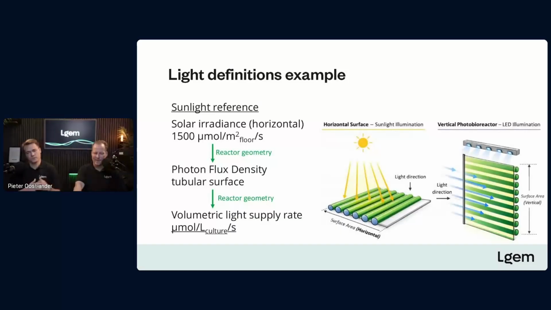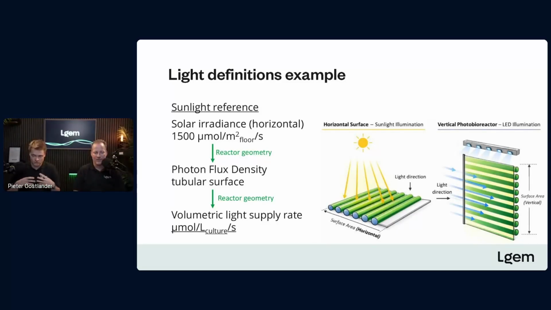So here's an example. Let's assume, for example, we have 1500 micromoles per square meter per second of sun irradiance that hits a horizontal surface, and that's the left picture that we see. The light is measured on the horizontal floor surface. The direction of the light is vertical. And let's compare that to a reactor where the tubes are stacked and the light is measured in the horizontal direction and the area is vertical.